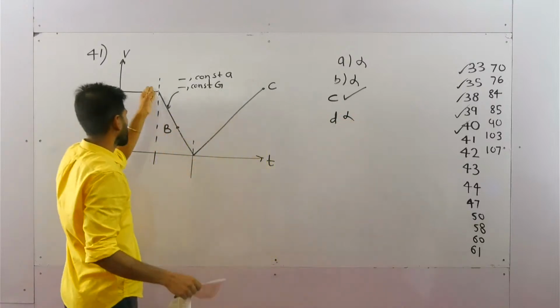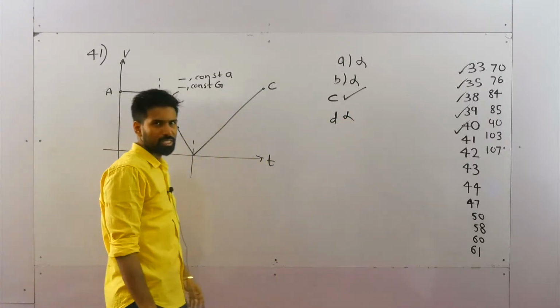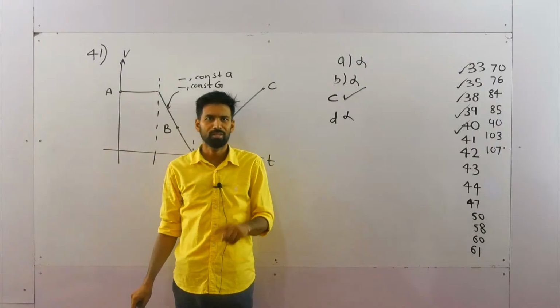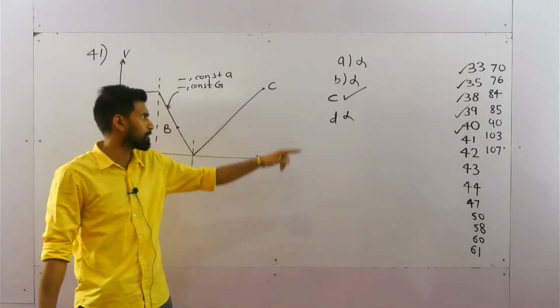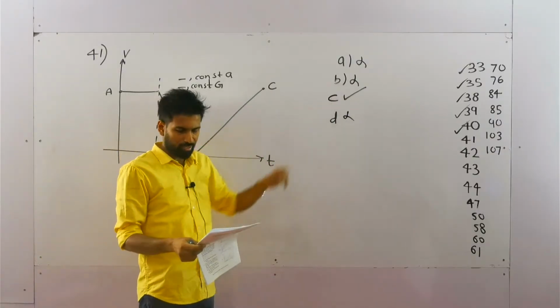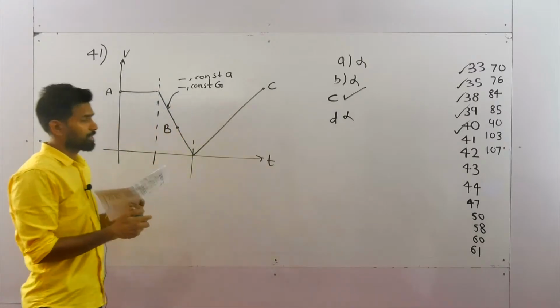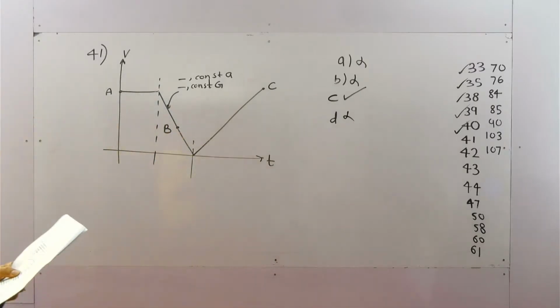At B, velocity is decreasing. To decrease the velocity, there should be a force in the opposite direction of the motion. That's what you have to take. Statement C is correct. Then question number 42.